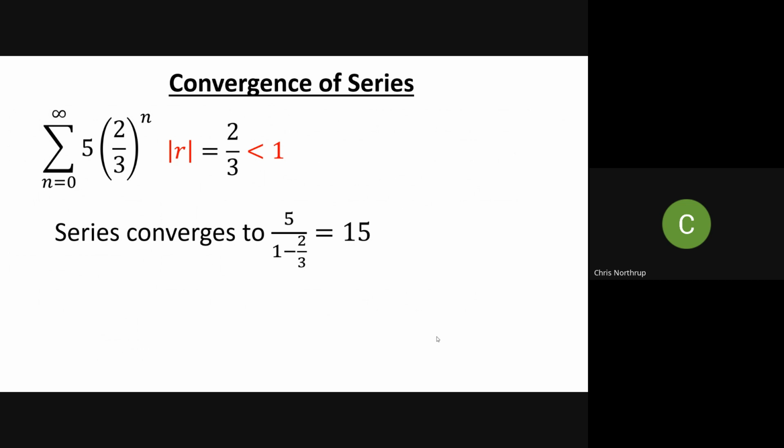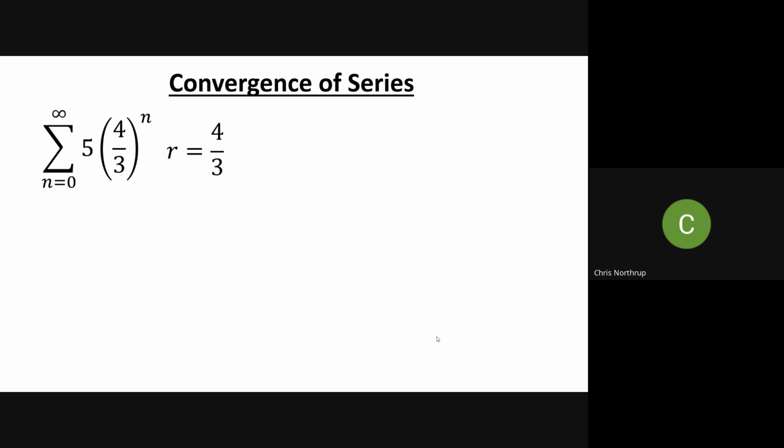So in this example, it looked like it would converge to 15. What that means for us is if we were to actually add 5 times 2/3 to the 0 plus 5 times 2/3 to the 1 plus 5 times 2/3 squared plus ... off to infinity, you actually get really close to 15, so close that you can't actually tell the difference. Now, if I change that a little bit, say 4/3, now my common ratio is 4/3.